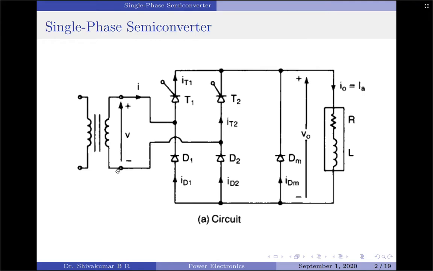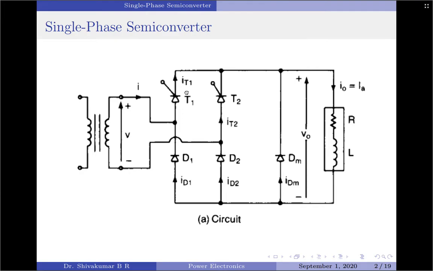So you have now created a closed loop, and therefore thyristor T1 and diode D2 will take the responsibility of carrying the load current. Right. So this happens in the positive half cycle only, particularly when you trigger the thyristor T1 at omega t equals alpha.